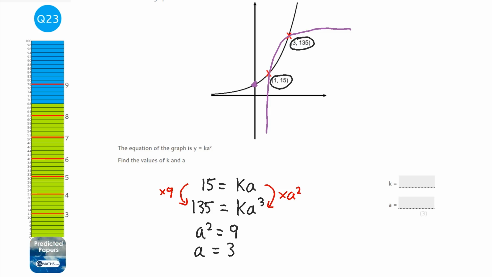So anyway, I then use that a into the first equation, so 15 equals k times a, well that's going to be 3k, and then divide both sides by 3 and you get k equals 5. So k equals 5 and a equals 3, and I just need to check that. So let's do the second equation, so 5 times 3 cubed. So 5 times 3 cubed is 135, so I know I've got it right.